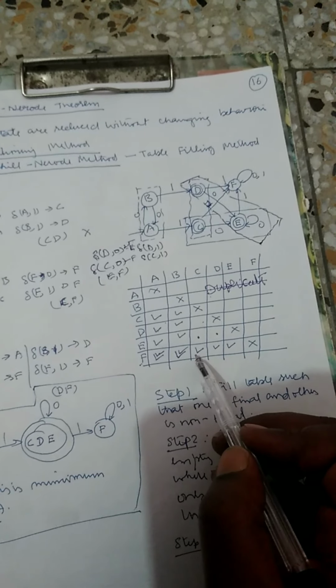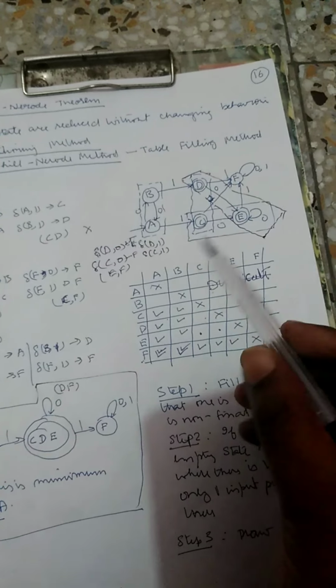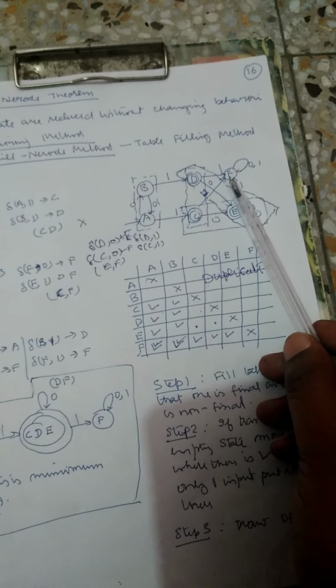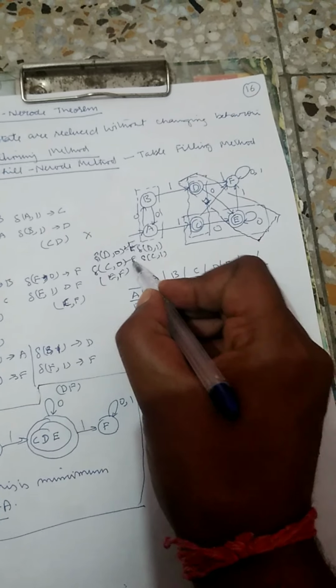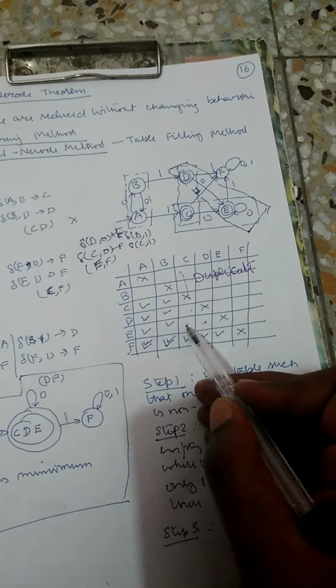D on 0 is F. This is F, not E, and this is also F. So this is F and F. F and F is simply a cross, so we leave it empty. Similar is the case with these two. This will remain empty and this will remain empty.